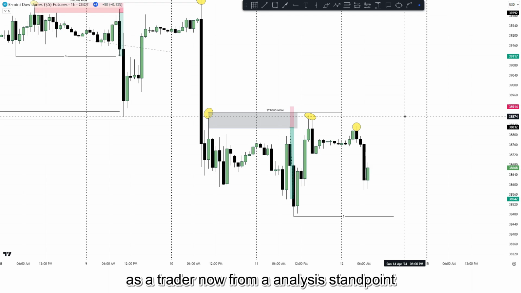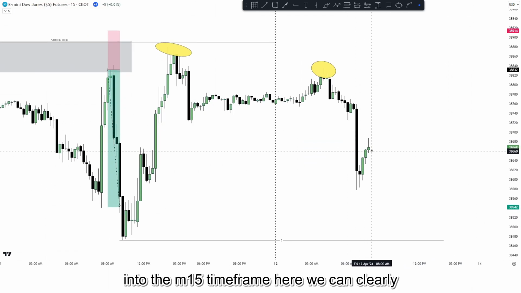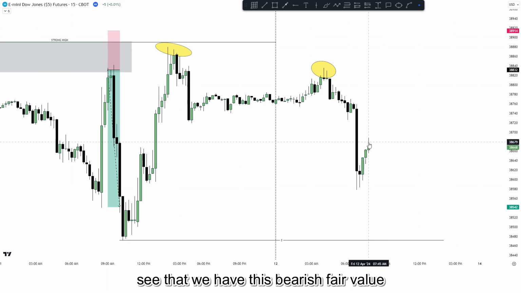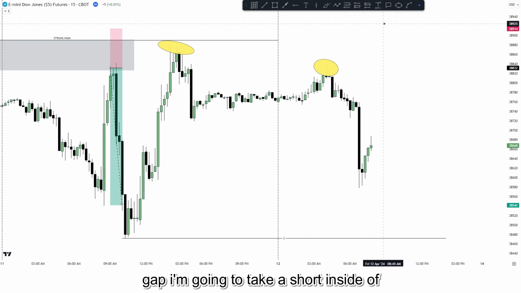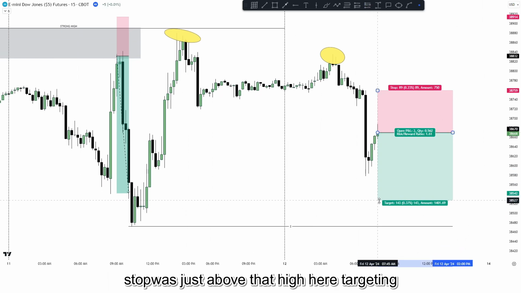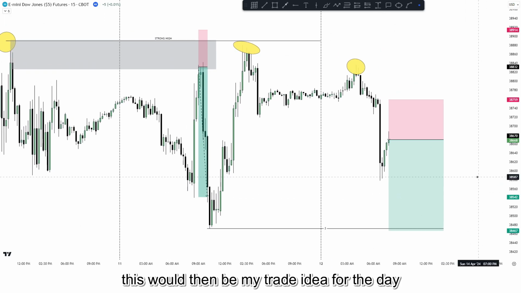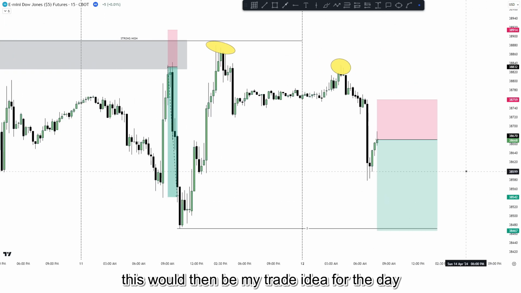So my job as a trader now from an analysis standpoint is complete. Now it's time to execute inside of the marketplace on the lower time frames, targeting this sell side liquidity. So coming into the M15 time frame here, we can clearly see that we have this bearish fair value gap. I'm going to take a short inside of this bearish fair value gap, stop loss just above that high here, targeting these lows here for about a 2 to 1 R. And this would then be my trade idea for the day.